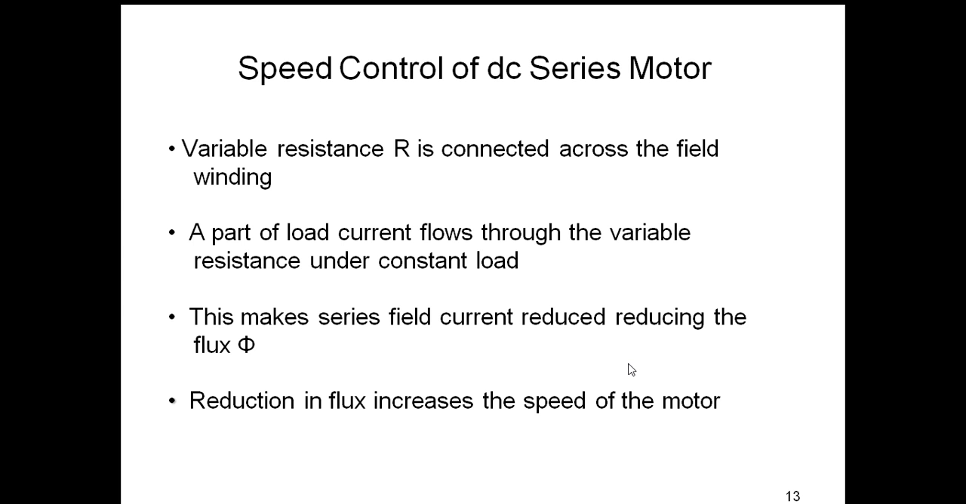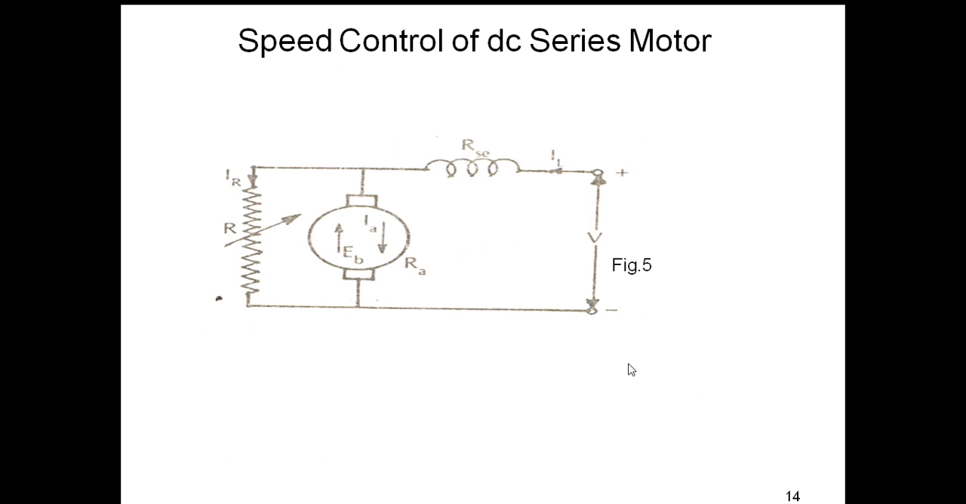Above the rated speed can be achieved by this method. Now the next one, that is the next method, is the armature diverter method.